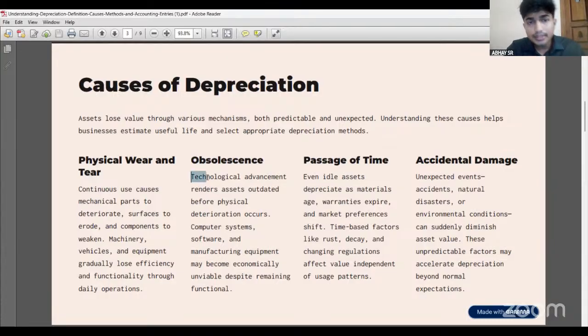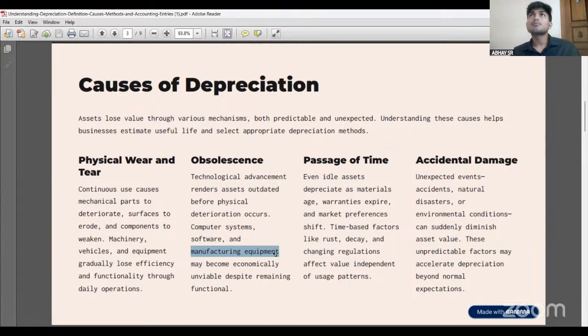If you look at the definition of obsolescence, technological advancement renders assets outdated before physical deterioration occurs. Here we said that physical deterioration or erosion might cause depreciation, but also if there's a technological advancement in any machinery, the value might deplete, and we should consider depreciation. That is also a reason for depreciation. Majorly, computer systems, software, or even manufacturing equipment are also subject to obsolescence.